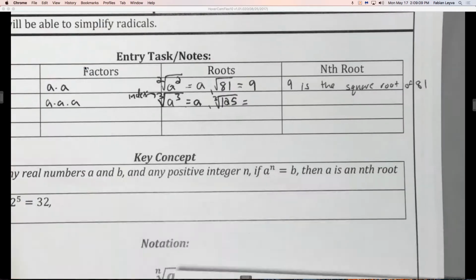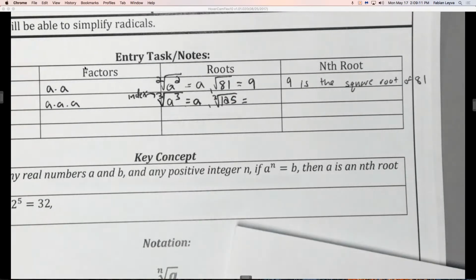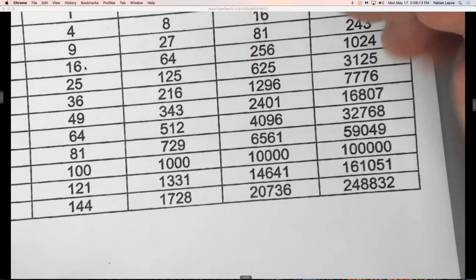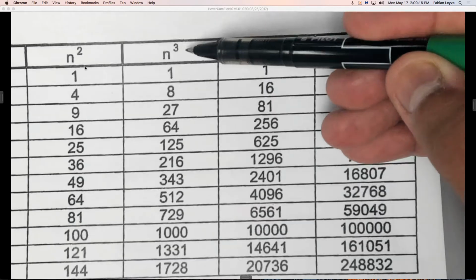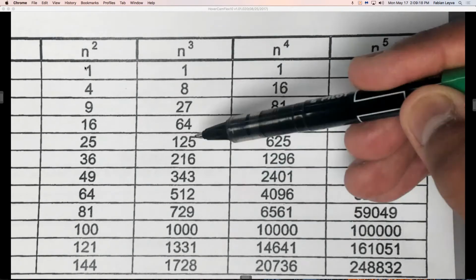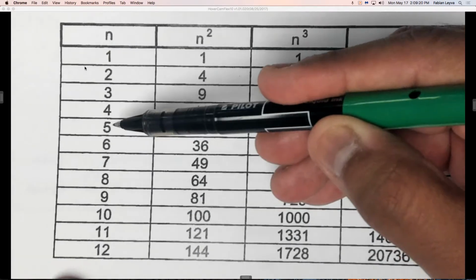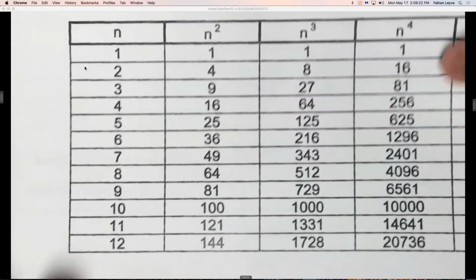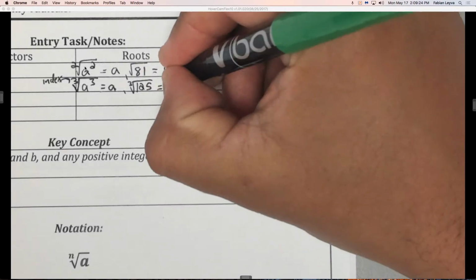Now, I am looking for a number that multiplies itself 3 times to equal 125. Is there 125 in my thirds list? Yeah, it's right over here. Because what number multiplies itself 3 times? 5. So this equals a positive 5.